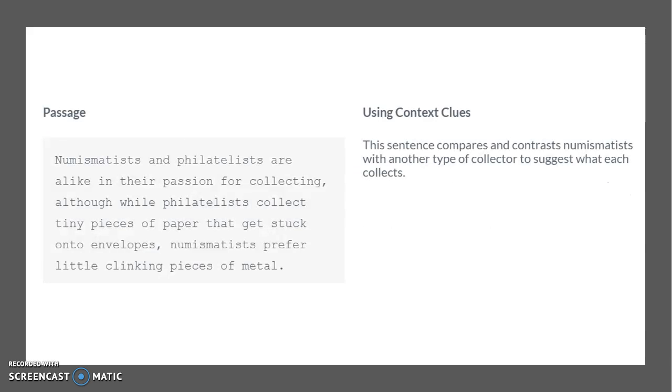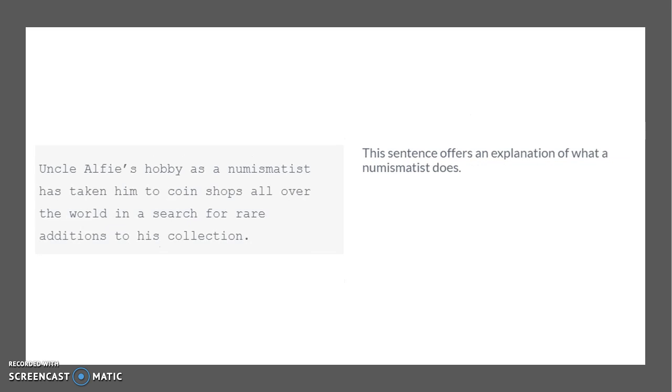So here we have a reading passage. We're going to use context clues. Okay, and looking ahead here, it says this sentence compares and contrasts numismatists with another type of collector to suggest what each collects. So using context clues to figure out words we don't know. Numismatists and philatelists are alike in their passion for collecting, although while philatelists collect tiny pieces of paper that get stuck onto envelopes, numismatists prefer little clinking pieces of metal. So this sentence offers an explanation of what a numismatist does.